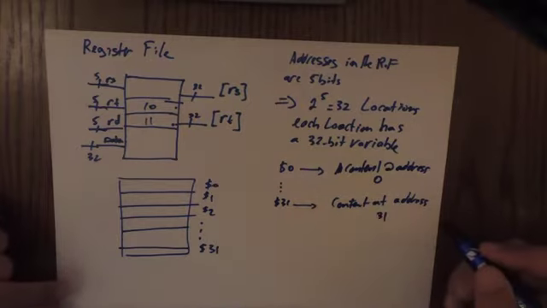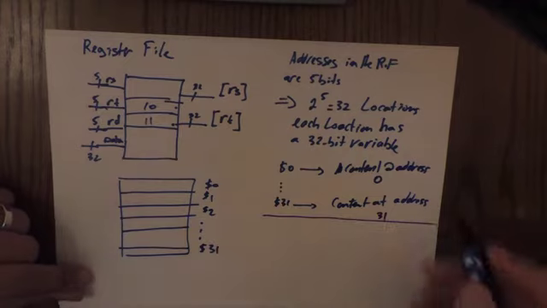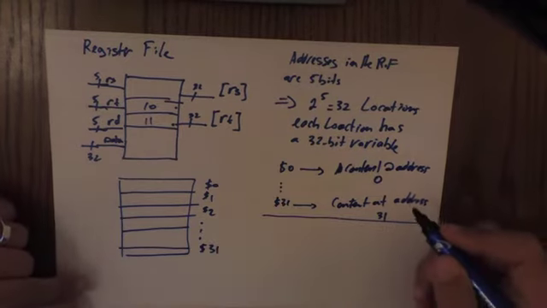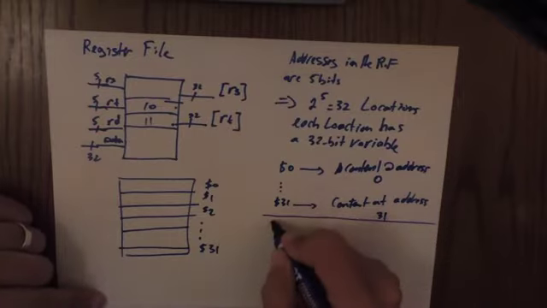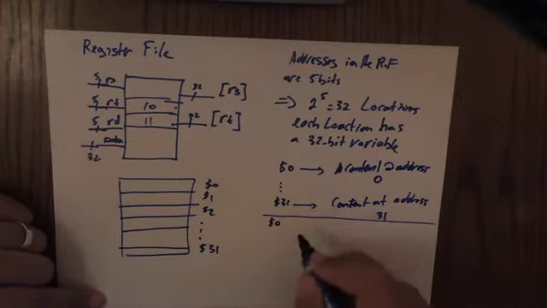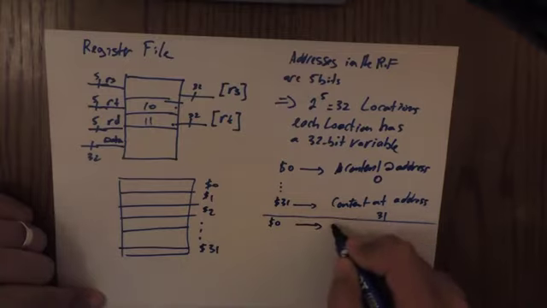Another way is by naming them. The MIPS reference sheet indicates there are a few registers that are used. The first one we're going to talk about is $0. Inside $0 is just the value 0.